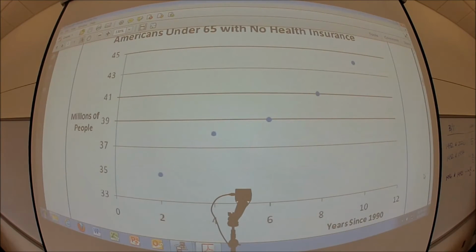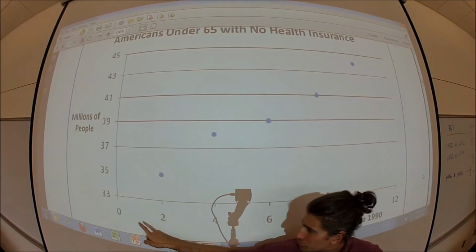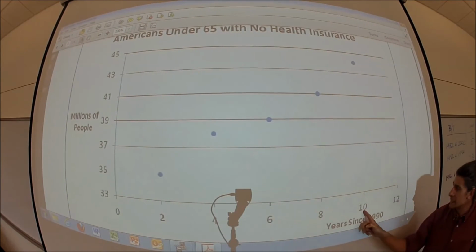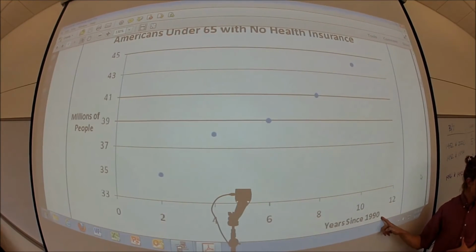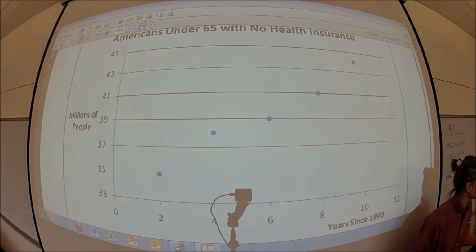This right here is a scatter plot of those exact same data. Please pardon the robot arm in the middle. There's a 4 right there and a 6 right here. So you've got 0, 2, 4, 6, 8, and 10, 12 years since 1990. So 1992, 1994, 1996, so forth and so on.